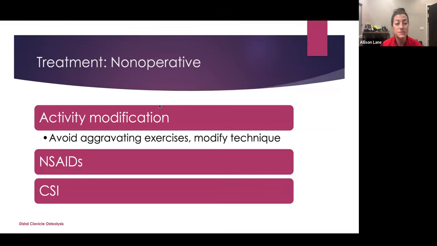And then treatment, for the most part, is going to be non-operative. You're going to avoid those activities that really make it worse. You can modify the technique. So for bench, you can have a closer hand grip, and then you're going to end your weight descent like 4 to 6 centimeters above the chest, and hopefully avoid stressing that joint more so. And then NSAIDs, or you can consider steroid injections.